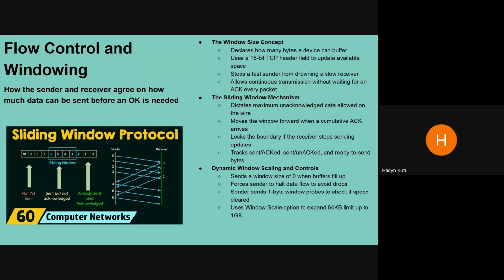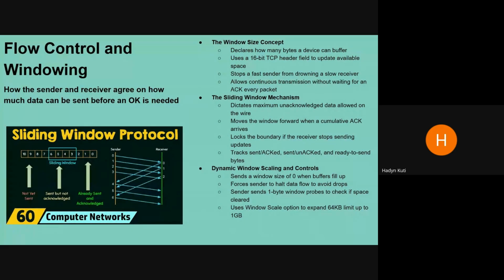It uses a 16-bit field in the TCP header to constantly update the sender on available space. Every time the receiver sends a packet back, even if it's just a basic acknowledgement, it includes its current window size so the sender can adjust its speed on the fly.